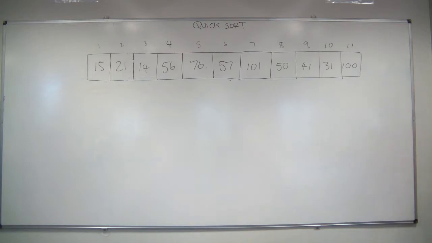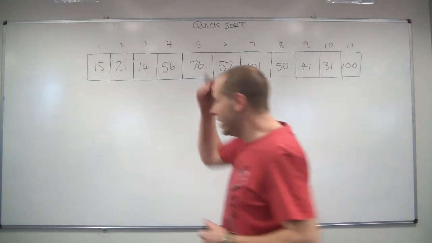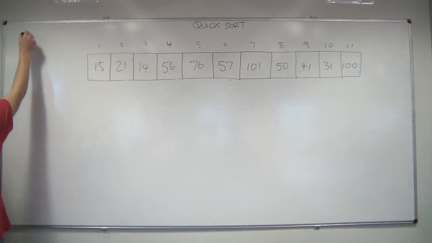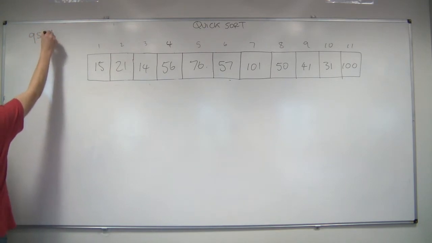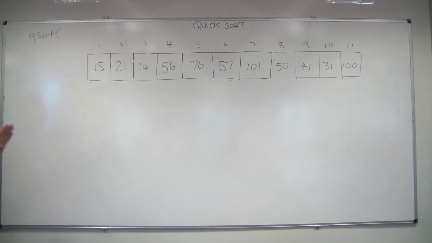Right. Quicksort is the quickest sorting method for large data sets. It is a recursive method. When we start, we call the function like this. We specify a lower position and an upper position to work with.